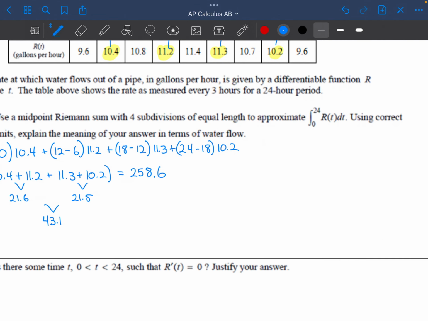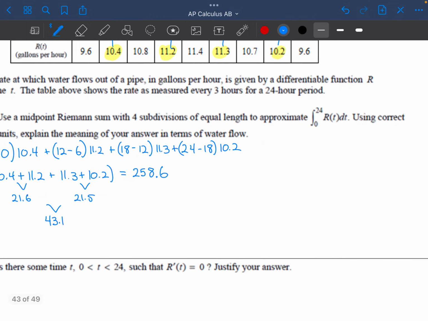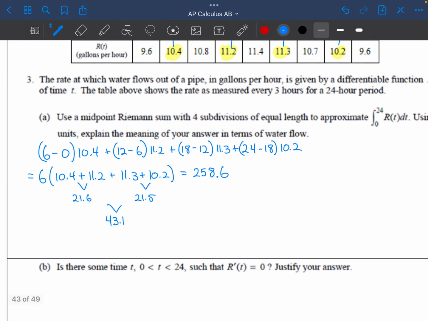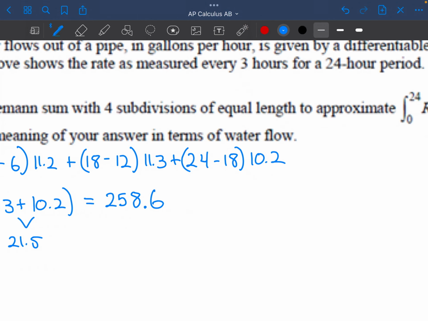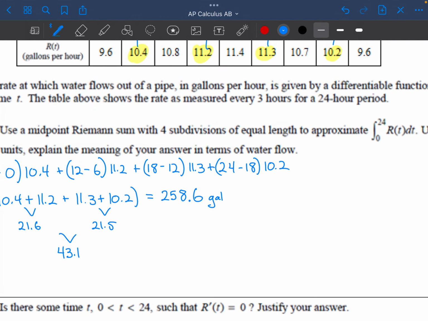So first of all, let's just deal with units. If we take the integral, again, you're basically taking the integral of r of t. So here's r of t. If we take the integral of that, that means we're getting rid of a per hour, and I'm just left with gallons. So the correct unit here is gallons. So what does this mean in terms of water flow? And you can say in words.